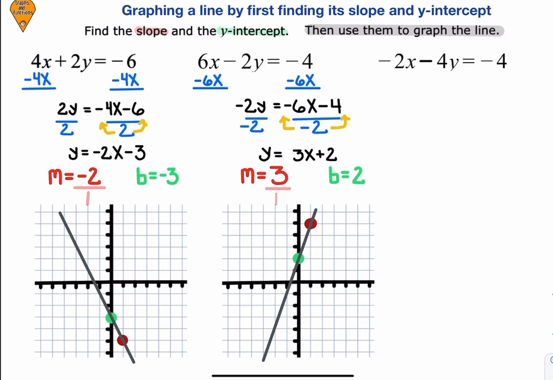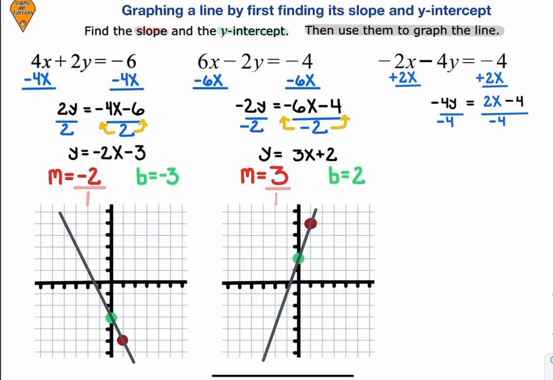Next example, let's solve for y again. So I need to move those x's to the other side. Getting rid of minus 2x, I'm adding 2x. That gives me negative 4y equals 2x minus 4. Getting rid of multiply by negative 4, I'm dividing both sides by negative 4.